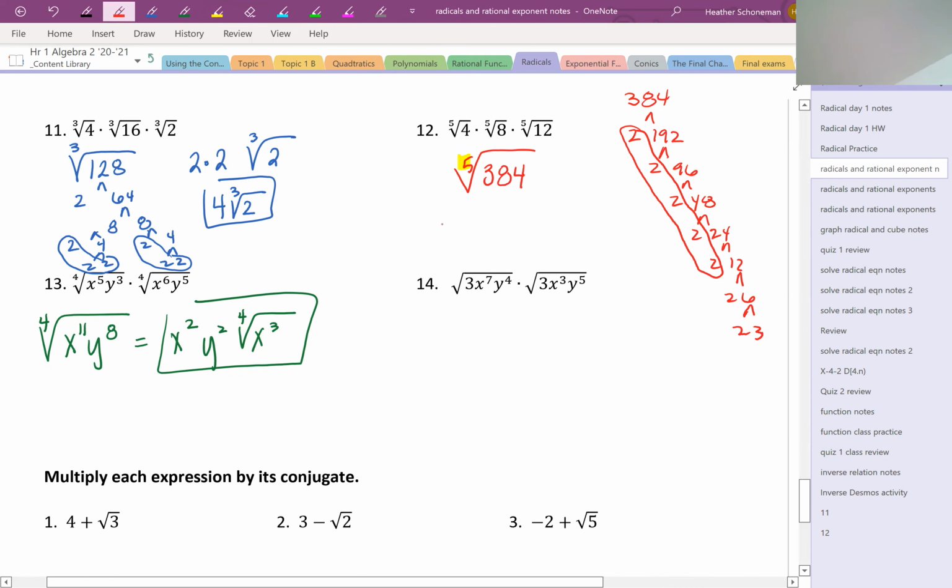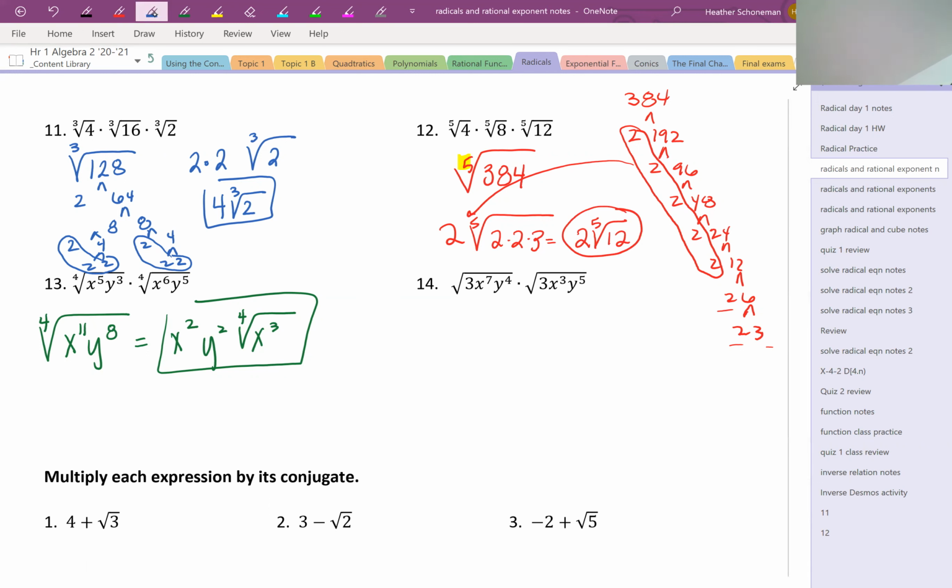Okay, so each group represents one number outside of the radical. I've got the fifth root, and then anything not circled goes back underneath and gets multiplied. So this is 2 fifth root. 2 times 2 is 4 times 3 would be 12, and that's my final answer. Okay, let's do this again on number 14.